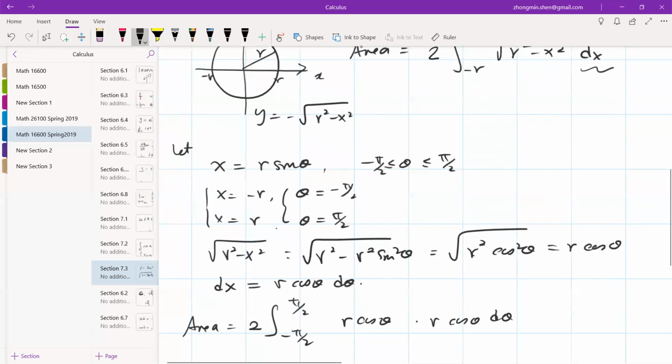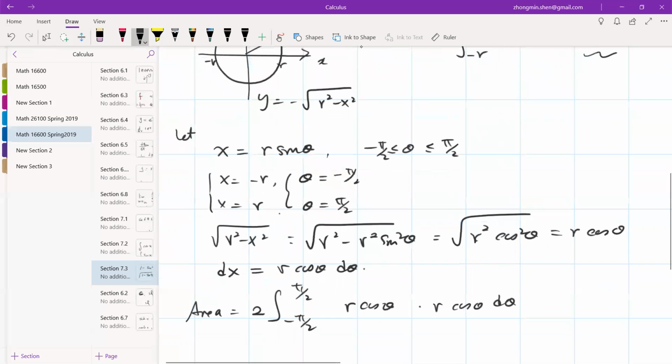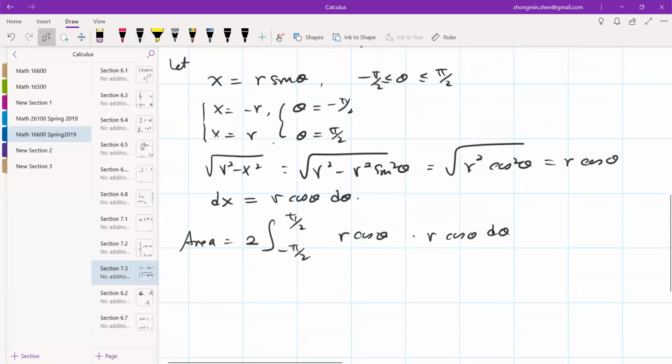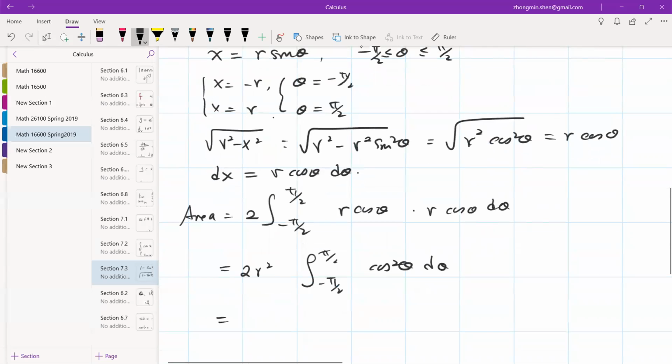So using advanced mathematics, calculus, right, you can get a formula we used in middle school, the area formula. We cannot prove the area formula in middle school. So this is r squared times the integral of cosine squared theta. So that's going to be 2r squared.